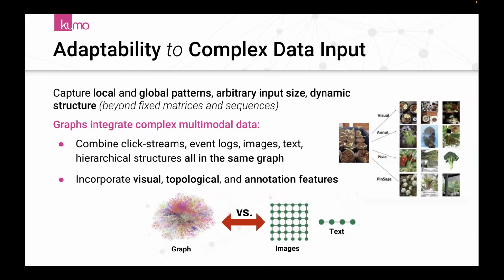GNNs, on the other hand, would capture an amorphous heterogeneous input, which is more indicative of real systems, which always have mixed inputs. For example, if you're an e-commerce platform, you might want to combine on the same graph things like click streams, event logs, images, annotations, text, hierarchical structures, and you can take advantage of input from each. A social network will want to combine users, content, pages, ads, all in the same graph. Content recommendation platforms might have visual images, topologies, text, and other features as well.